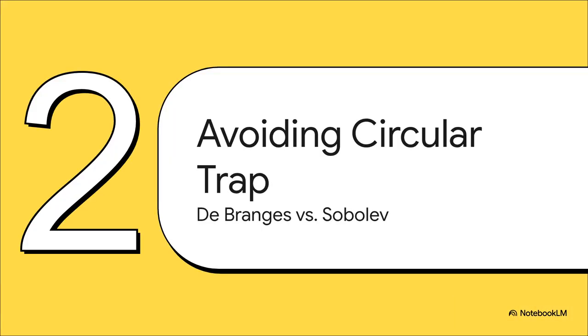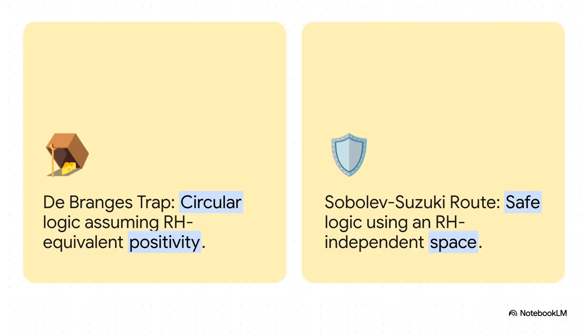Moving on to Section 2, Avoiding the Circular Trap, de Branges versus Sobolev-Suzuki. Think of this as the old way versus Yeh's new way. On one hand, we have the de Branges trap. Now, de Branges spaces are incredibly powerful for studying entire functions, for sure. But using a positive de Branges Hilbert realization to prove the Riemann hypothesis? That's circular logic. Why? Because that space's positivity inherently assumes the hypothesis is already true.